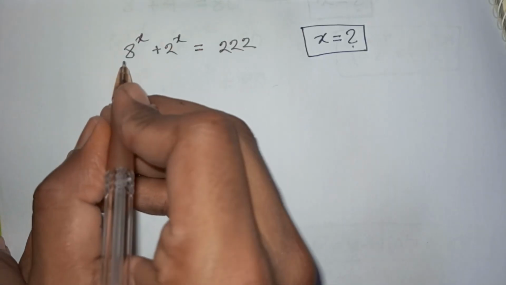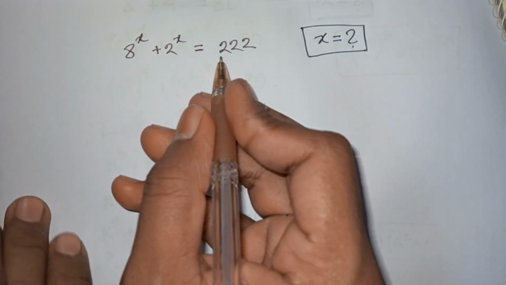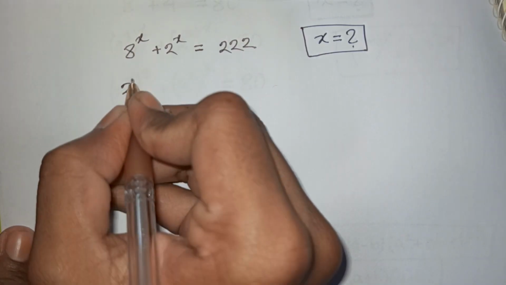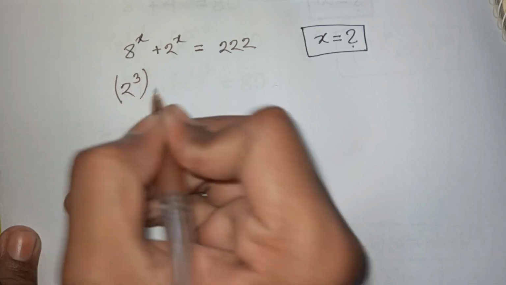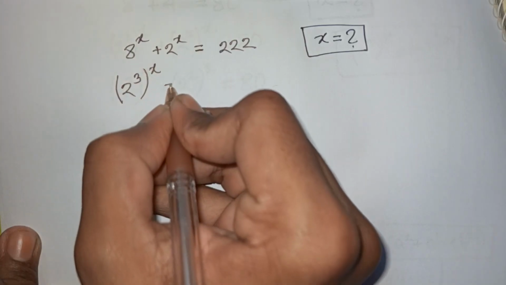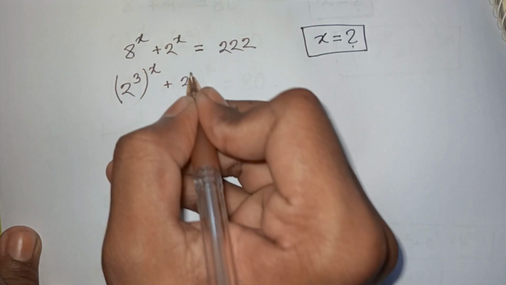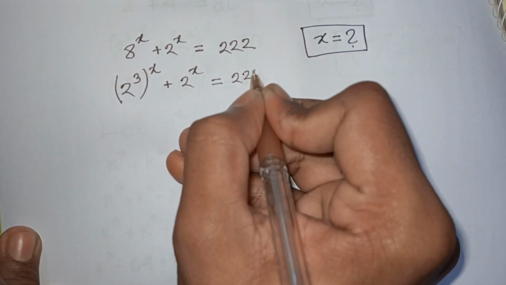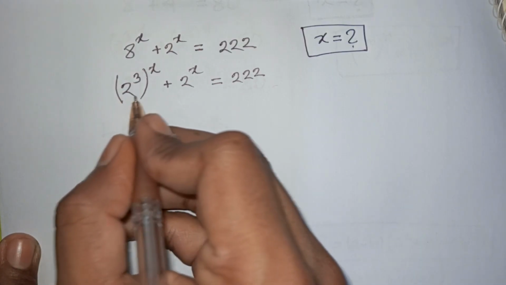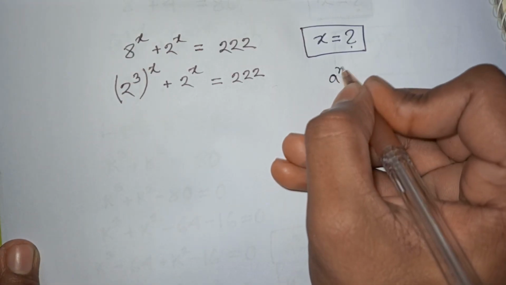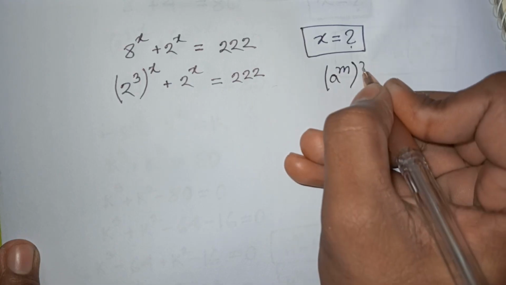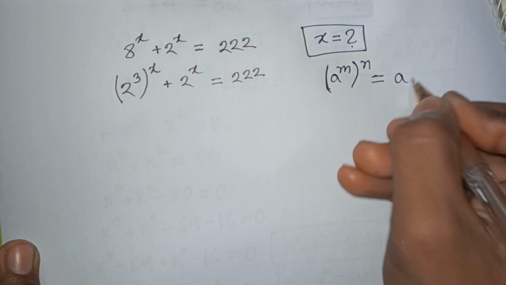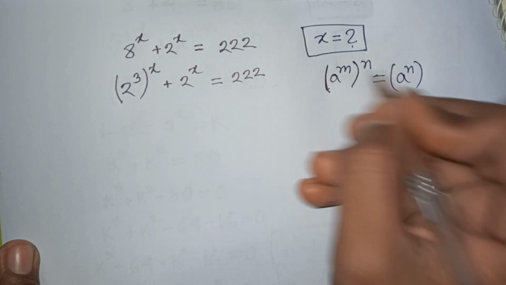How to solve 8 power x plus 2 power x is equal to 222. Find the value of x. So 8 power x is the same as 2 power 3 bracket power x plus 2 power x is equal to 222. Now here we apply the exponential rule that a power m bracket power n is equal to a power n bracket power m.